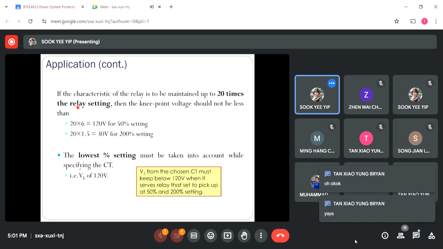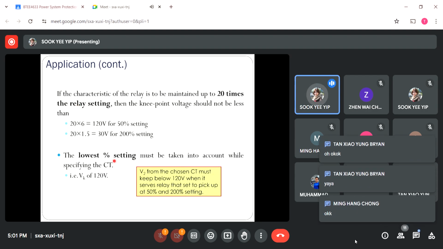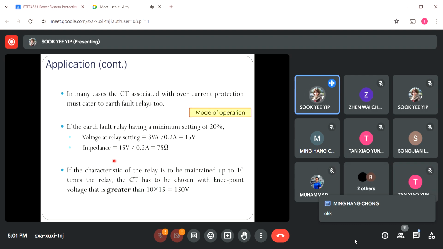Okay, so that is based on the percentage. Do you still remember another factor to be considered when selecting the current transformer? It will be based on the modes of operation. Let's say you want it to pick up overcurrent conditions, and you also want to feed it to an earth fault relay as well.